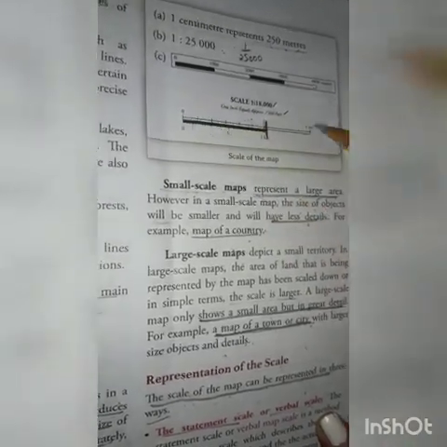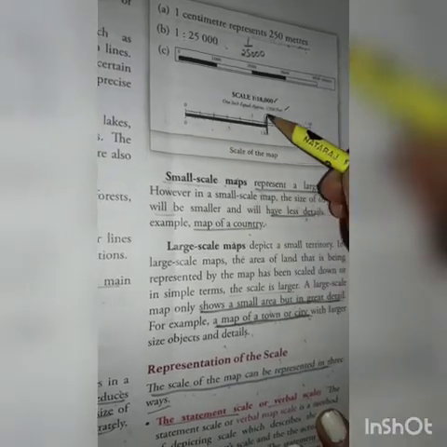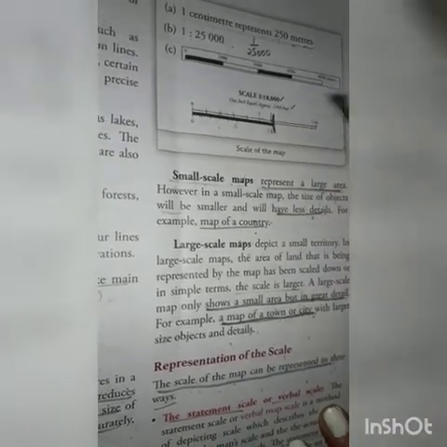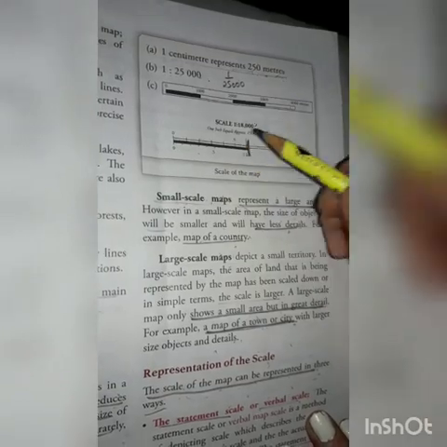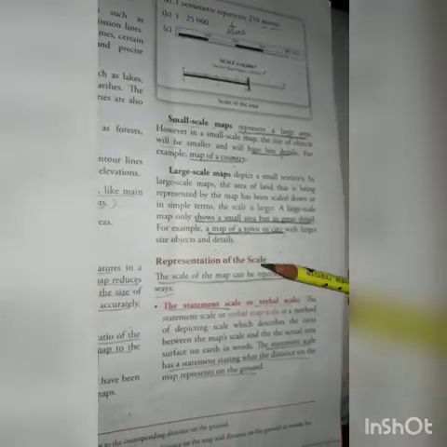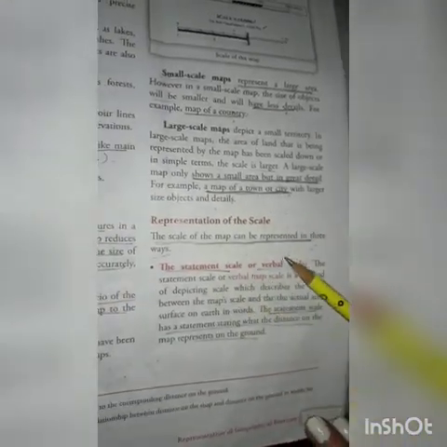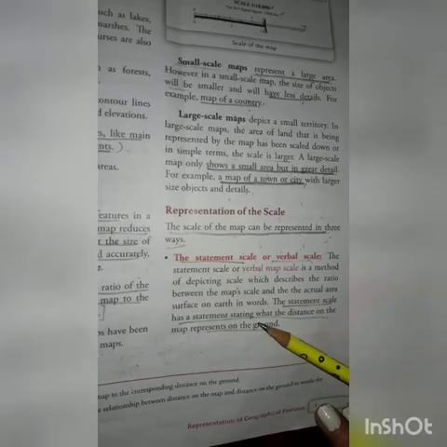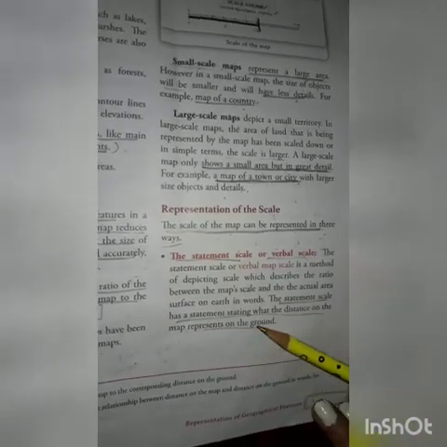Linear refers to the line scale where this is the primary division, and these subparts are called secondary divisions. You can underline. Statement scale has a statement stating what the distance on the map represents on the ground.